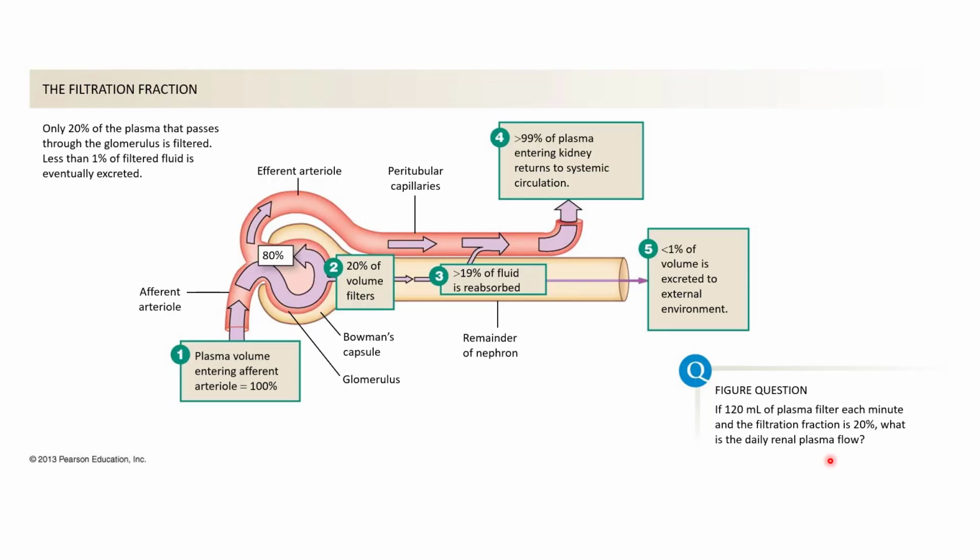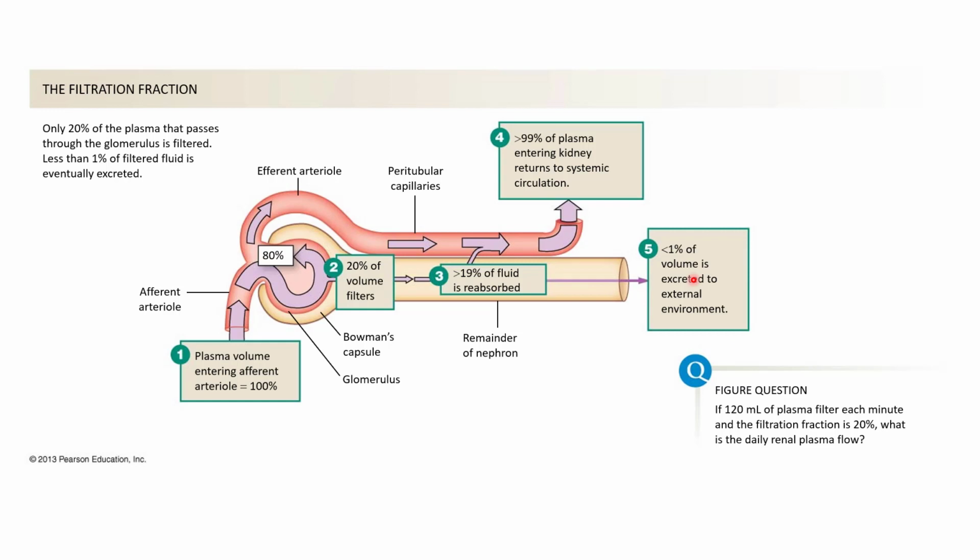When we speak of filtration, it's important for us to recognize that if we look at an individual nephron, about 20% of all of the blood that runs through the afferent arteriole into the glomerulus is going to be initially filtered into the Bowman's capsule. So of that 20% that gets filtered in, only 1% of that volume will actually be excreted. So the other 19% is reabsorbed.